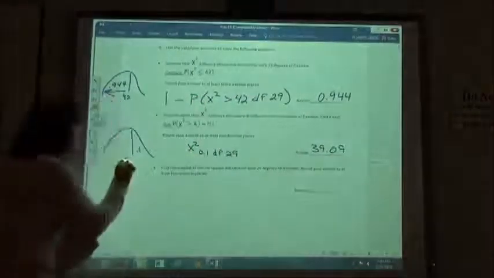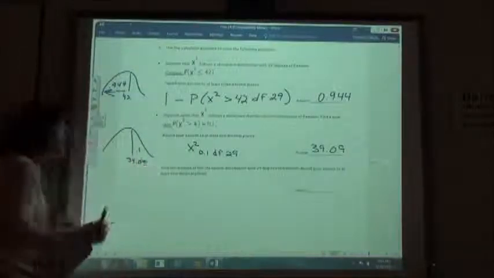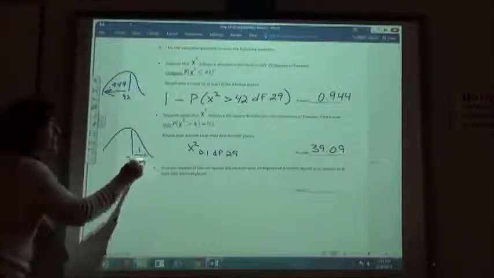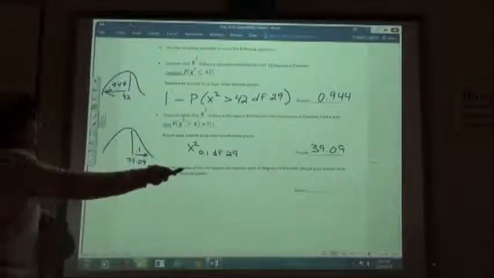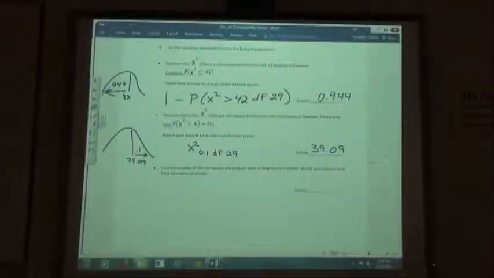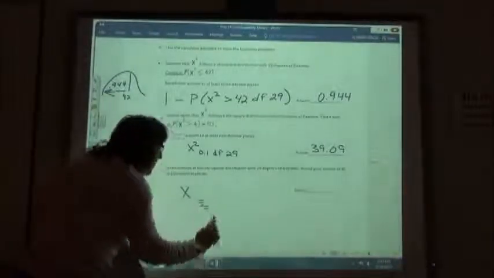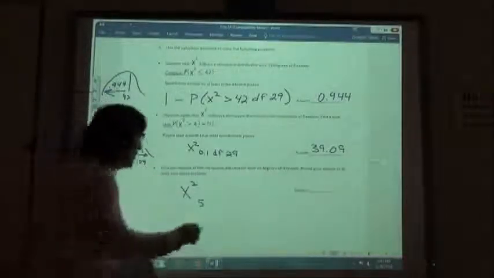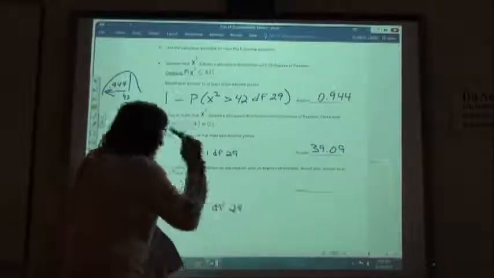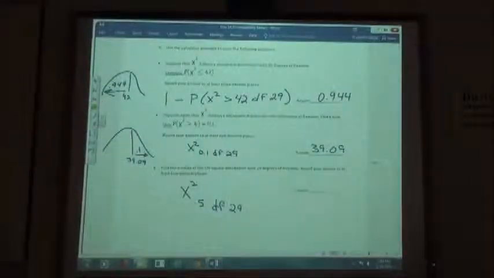$39.09. So they're telling you that the critical value here is 39.09 and that 10% of the area is to the right of that. And then again, we're going to do the median. If we're going to do the median, what percent are we going to use? 0.5, 50%, right? Whoops, chi squared. 0.5 with my degrees of freedom, 29. 28.34, exactly.